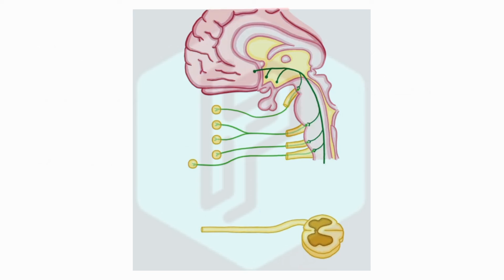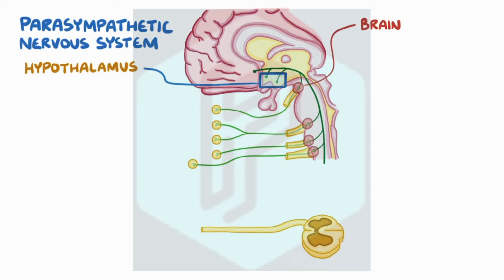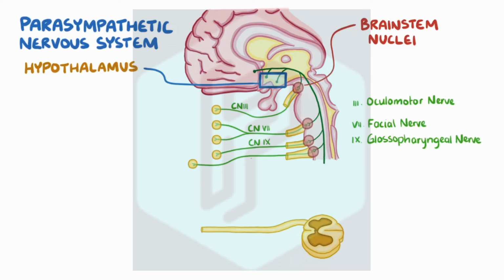In this video, we're just going to focus on the parasympathetic nervous system. Signals for the autonomic nervous system start in the hypothalamus, which is located at the base of the brain. Some of the hypothalamic neurons have relatively short axons that synapse with preganglionic neurons in the brainstem nuclei. The preganglionic neurons make up cranial nerve 3, which is the oculomotor nerve, cranial nerve 7, which is the facial nerve, cranial nerve 9, which is the glossopharyngeal nerve, and cranial nerve 10, which is the vagus nerve.